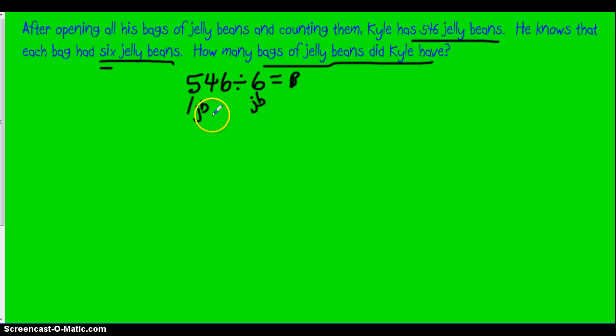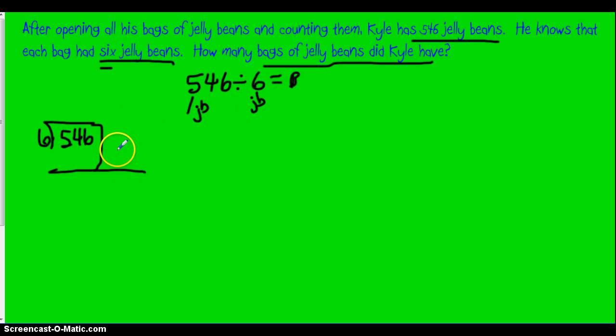All right, so one of the ways that we can do this, that we are familiar with and have used, is that we can use the forgiving method to keep track of all our groups. So again, this is what we are splitting up, the 546 jelly beans, into groups of 6. And this is where we're going to keep our notation and keep track of how many jelly beans we've used.